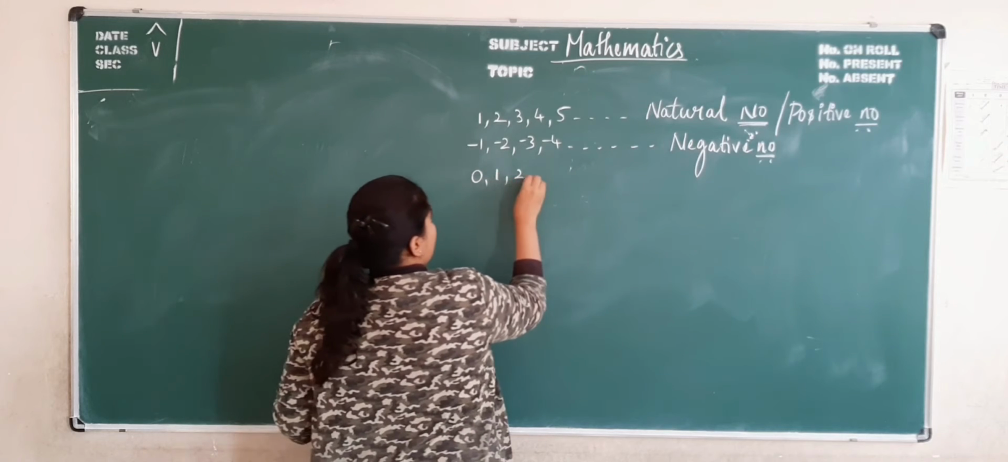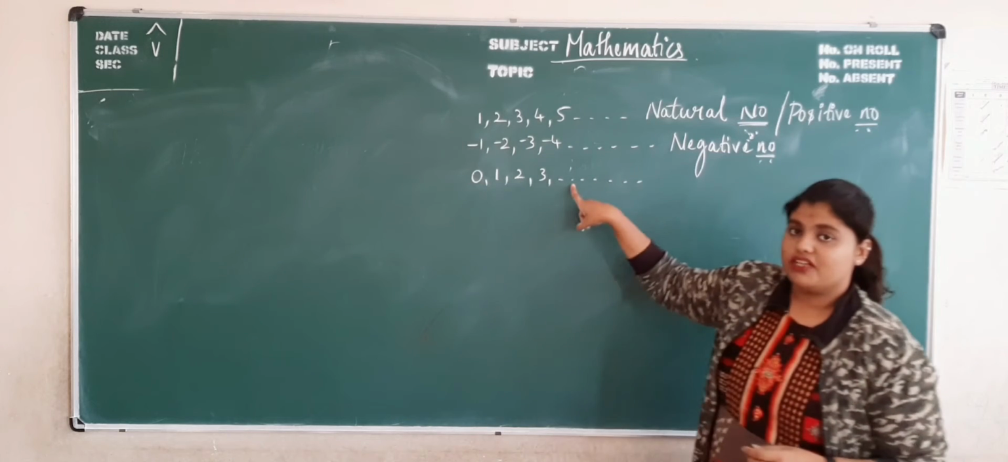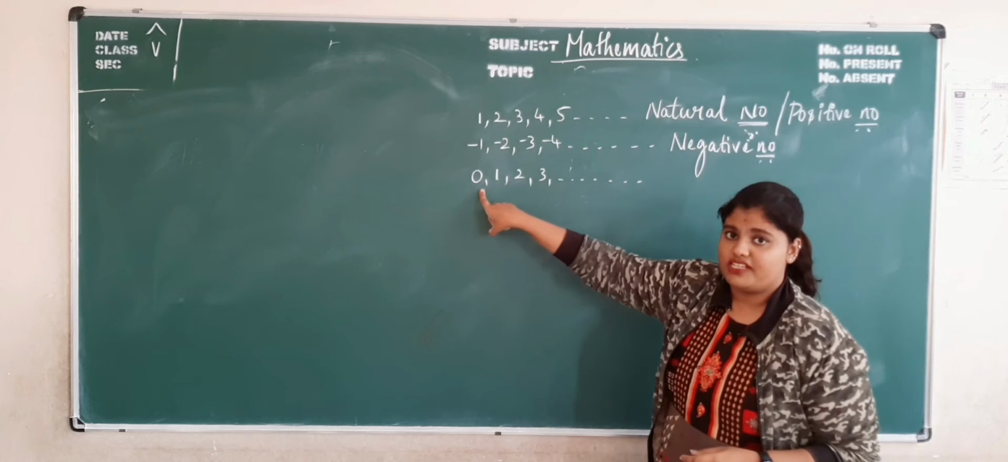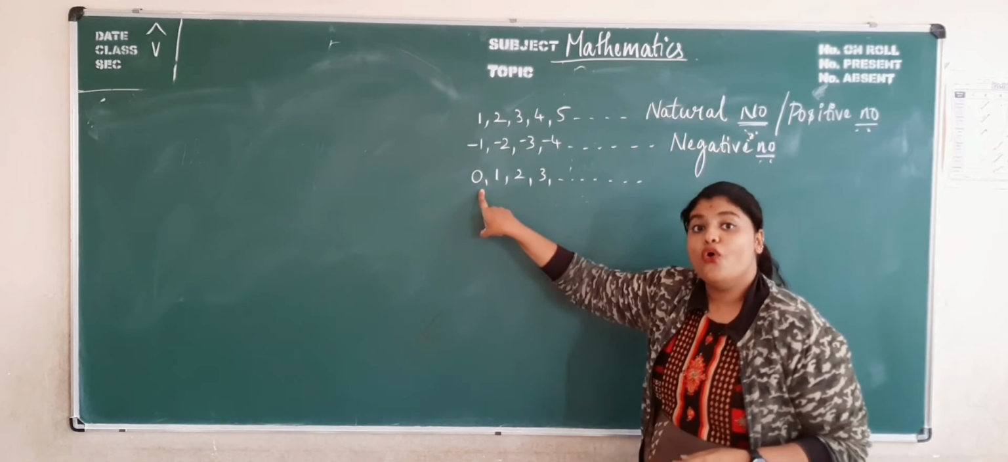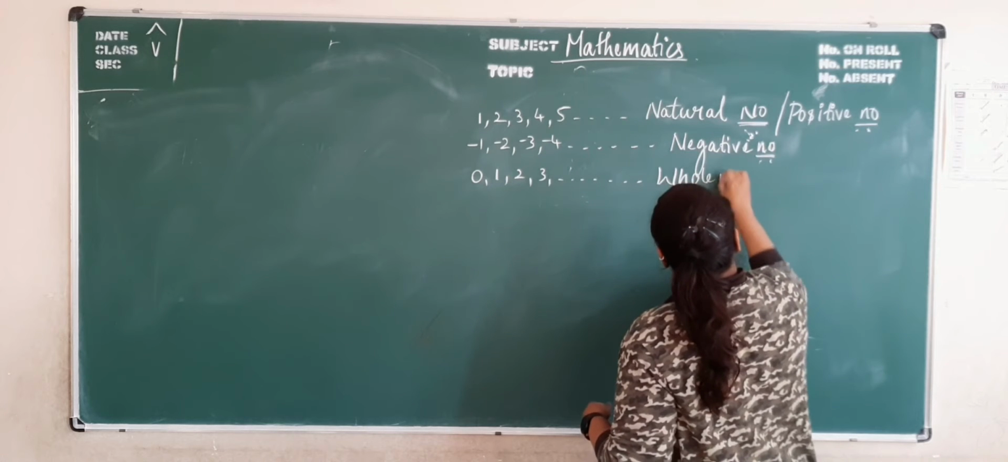Now I will write one more series of numbers. 0, 1, 2, 3, and so on. So are these numbers called natural numbers? No. It is starting from 0. So what type of number is it? Yes, it is a whole number. So these are whole numbers.